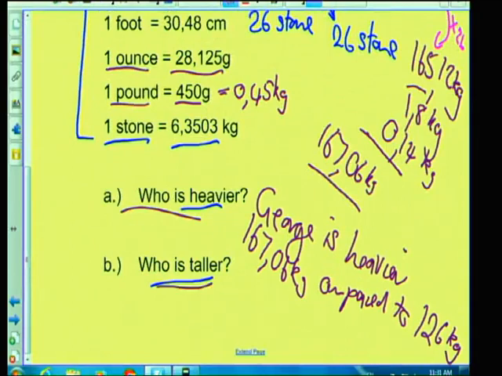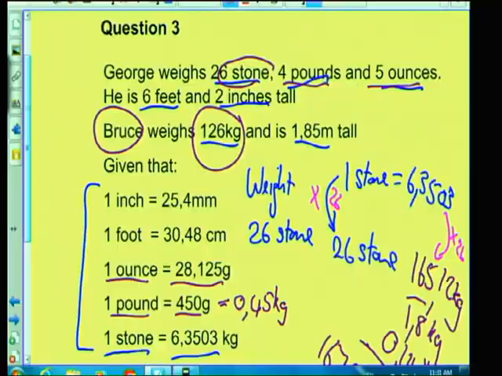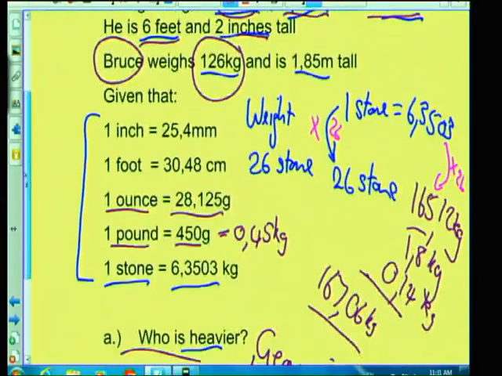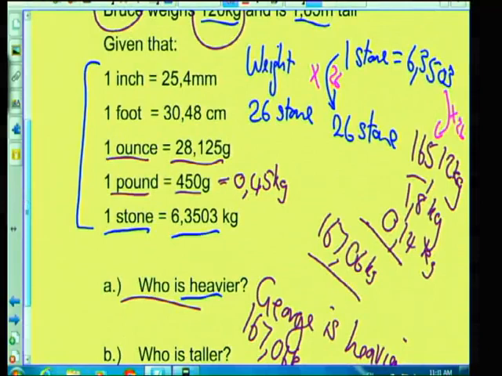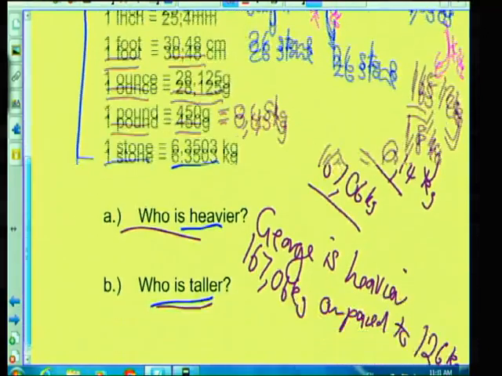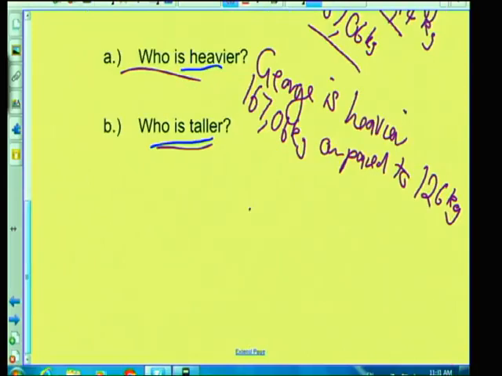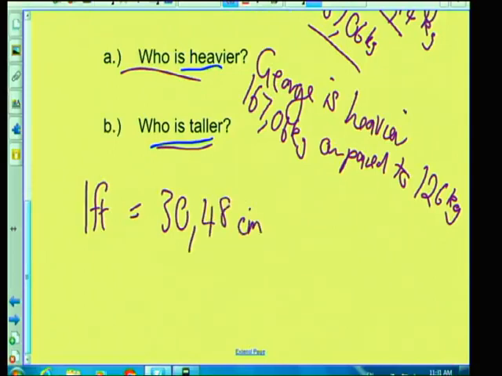Okay, next one, who is taller? Now we've got to identify the information that we've been given. I'm going to do it in exactly the same way, 6 feet and 2 inches. Let's change from feet to meters. We know that 1 foot is 30.48 centimeters, which is equal to 0.3048 meters.